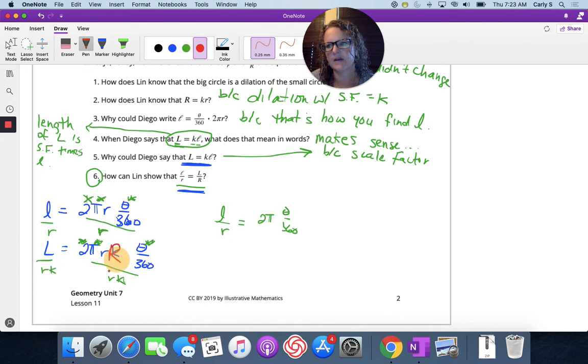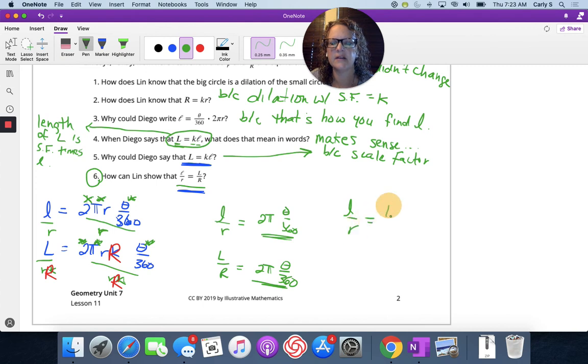I need a big R here. We need to revert back to the first equation. Now we have big L over big R equals 2 pi theta over 360. So now the right side of the equations are equal to each other. So I can say L over R equals L over R. So she just used equations and manipulated them in a different way, and they're both equal.